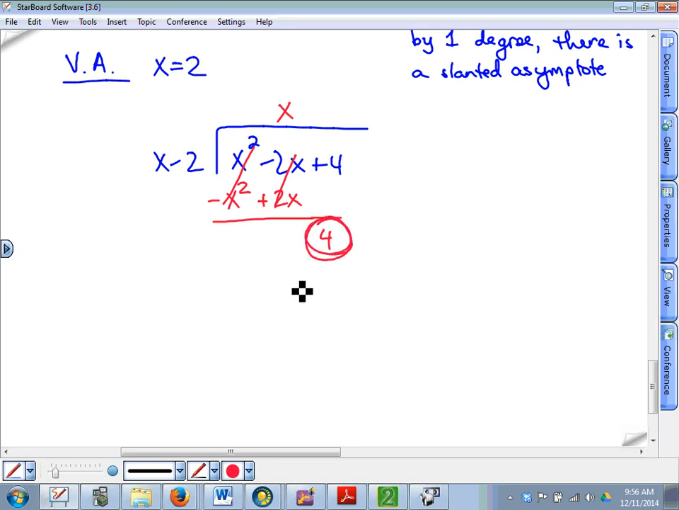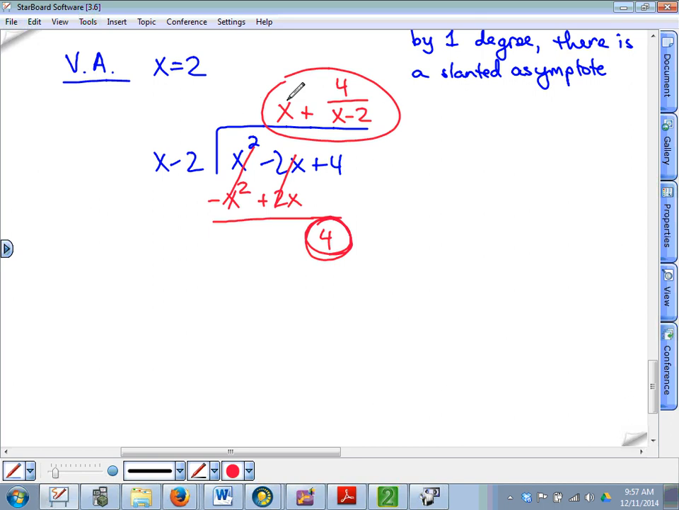What is this right here? It's a remainder. You add the remainder over the x minus 2. The quotient is x, and the remainder is 4 over x minus 2.